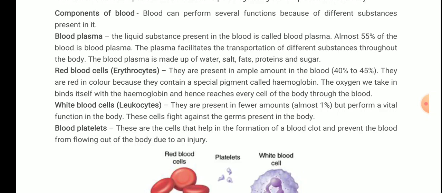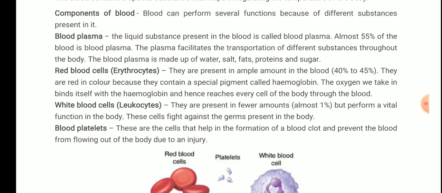The second one is the red blood cells. Another name of the red blood cells is erythrocytes. These are present in ample amount in the blood, that is 40 to 45%. They are red in color because they contain a special pigment called hemoglobin. The oxygen we take in binds itself with the hemoglobin and reaches every cell of the body through the blood.